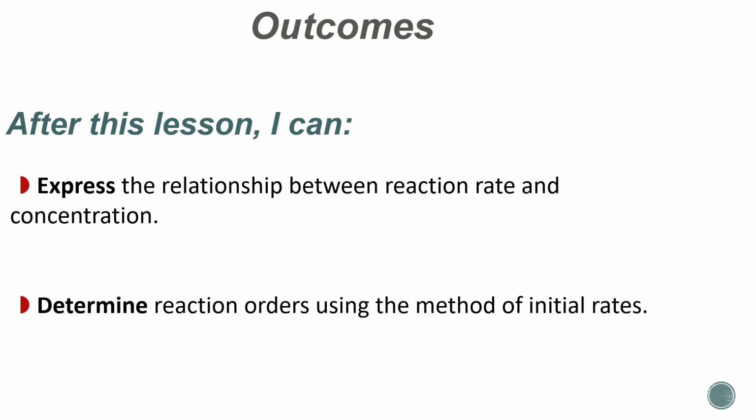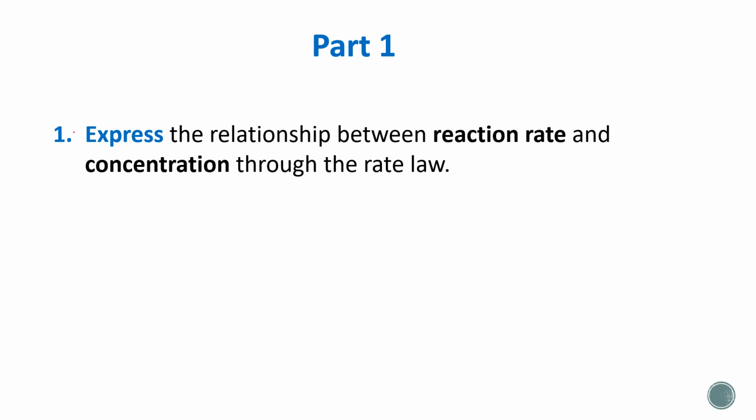Now, what is the outcome of this lesson? The first one is to learn how to express the relationship between reaction rate and concentration of reactants, a mathematical relationship between the speed of reaction and the amount of reactants. Determine reaction orders using the method of initial rates, which we are going to discuss in the second part. So in the first part, we would like to express the relationship between reaction rate and concentration through the rate law, okay? Through the rate law.